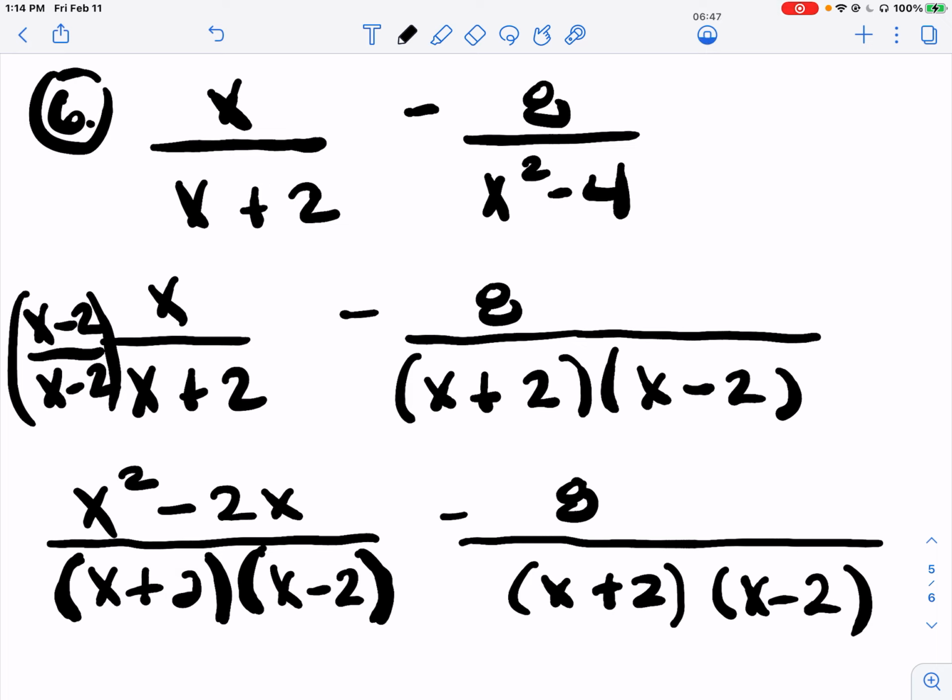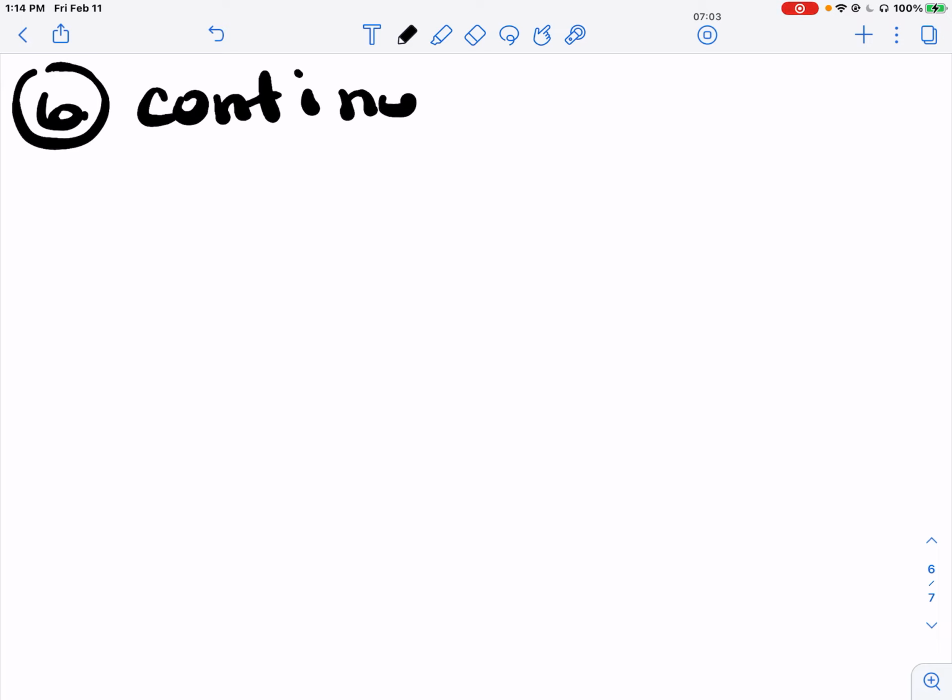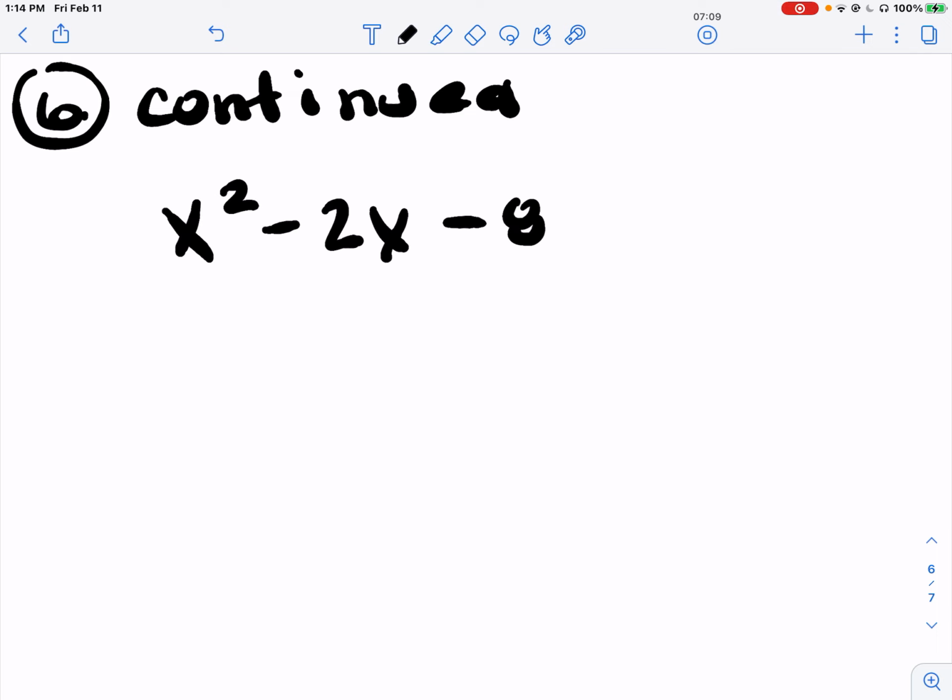Okay, now they have the same denominator, so I'm going to write everything on the top all together. There aren't any like terms, square, x, number. So this is still continued, 6 continued. X squared minus 2x minus 8.